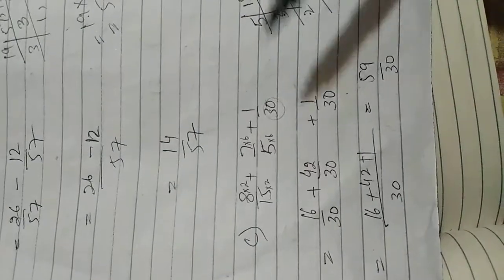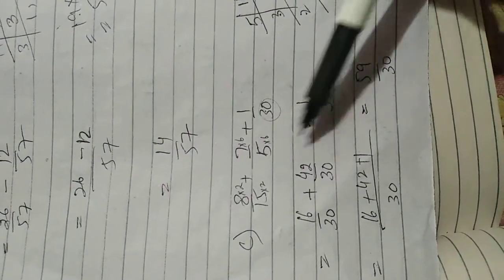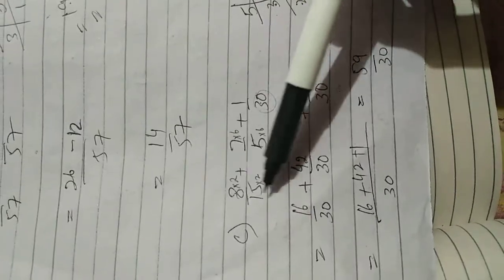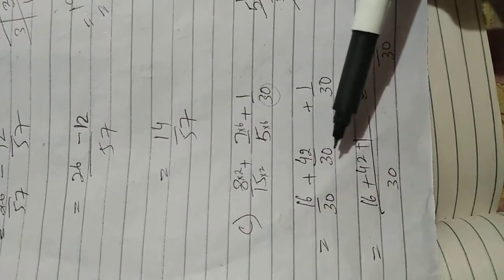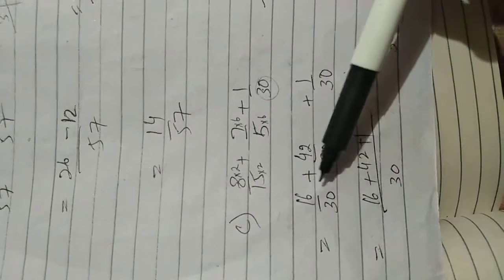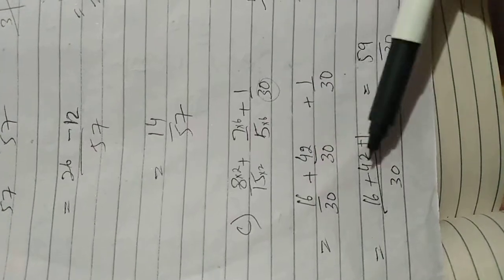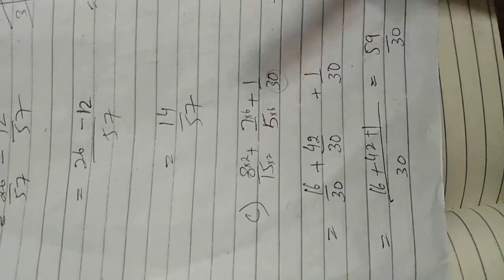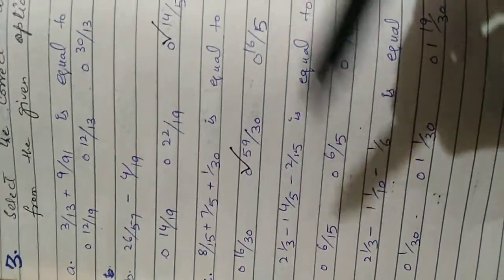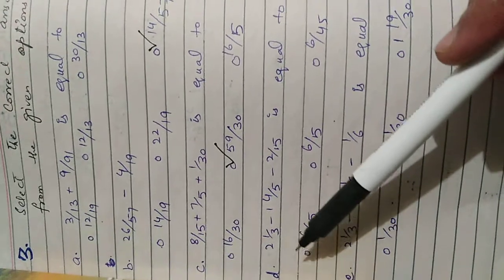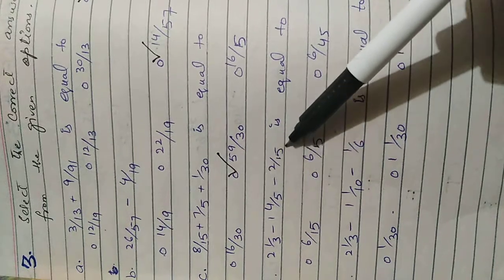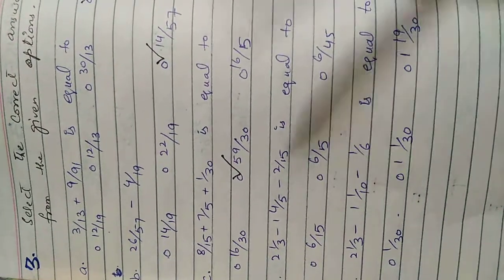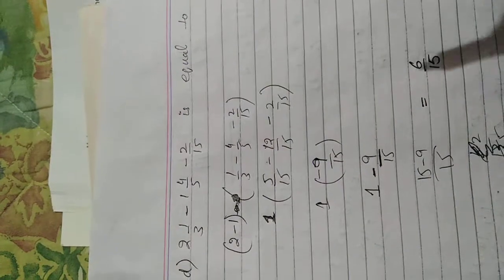We will find the LCM of their denominators, 15, 5 and 30. So their LCM is 30: 15 times 2 is 30, 5 times 6 is 30. We will write 1 over 30 as it is and write the equivalent fractions of 8 over 15 and 7 by 5: 16 over 30, 42 over 30 plus 1 over 30. After adding their numerators we get 59 over 30. So the second option is correct, 59 over 30.